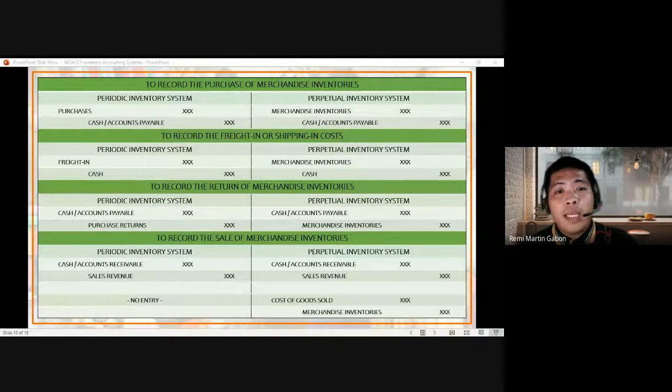Now, paano nagiging expense ang inventory kapag naibebenta? When it undergoes a sale transaction. Under perpetual, may kaakibat na journal entry, debit to cost of goods sold and credit merchandise inventories. Although yung in effect na expense siya, hindi siya nire-record as an expense account. It is a special account, cost of goods sold, dun sa income statement.